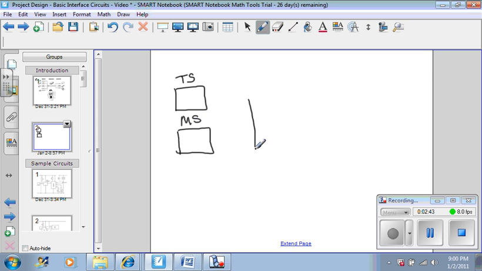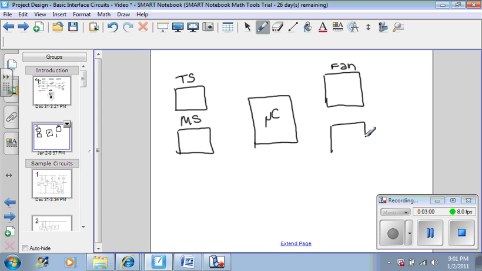And I decided that I was going to use a microcontroller as the controller, and that I was going to control a fan and perhaps a lamp. And the temperature sensor sends a signal to the microcontroller as well as the motion sensor, and the fan will receive a signal from the microcontroller, and the lamp will receive a signal from the microcontroller.